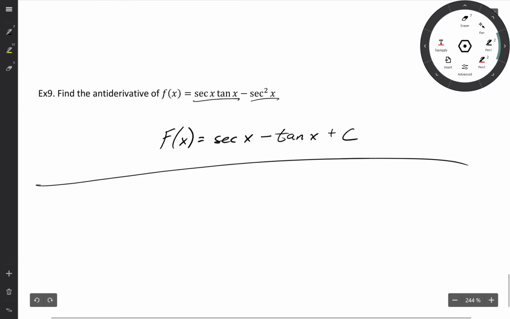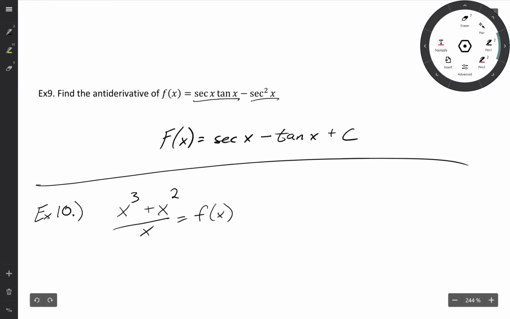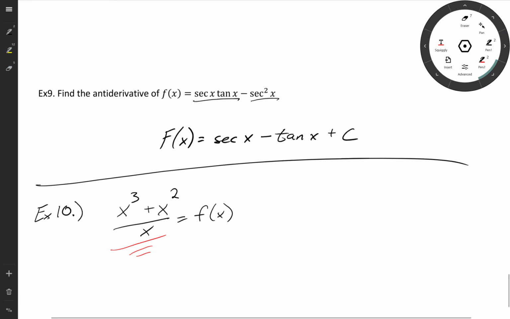Let's do example 10. Yeah, that's right. There's another one. Okay, example 10. Let's do x to the 3rd plus x squared divided by x is equal to little f of x. And let's find big F of x. Well, these kind of problems here, you may think, oh boy, we're going to learn a quotient rule now. That's backwards. But for these ones, we aren't. Okay, so quotient rule is kind of messy, so let's not do that.